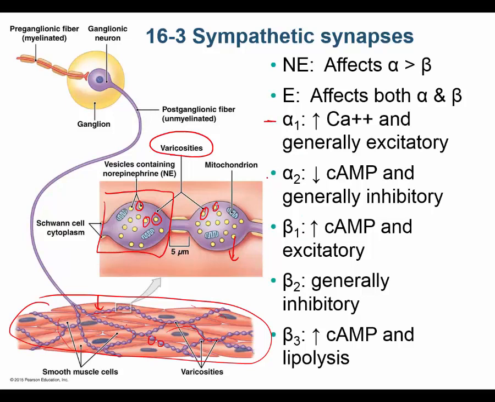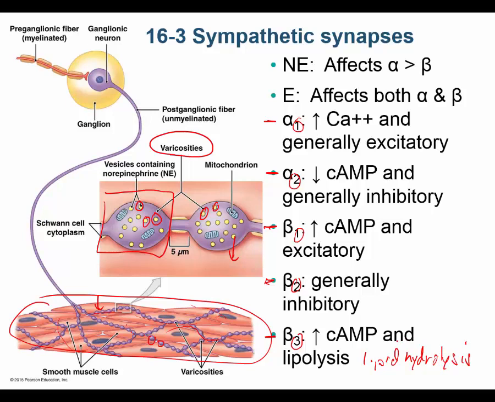We have alpha receptors. That's one class. All right. We have beta receptors. That's another class. We have subclasses. We have alpha 1, alpha 2, beta 1, beta 2. And beta 3 is unique to lipolysis, lipid breakdown, lipid hydrolysis. All right, so we have alphas and betas.